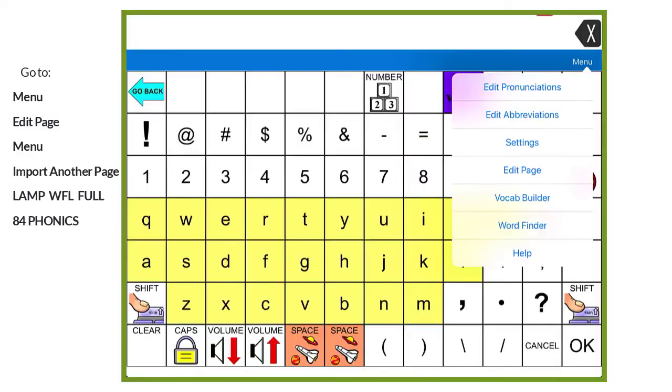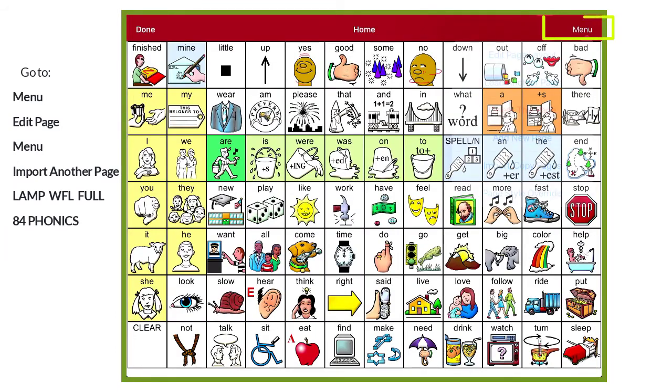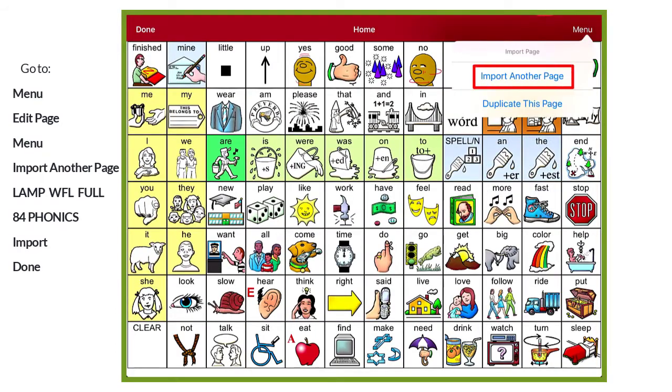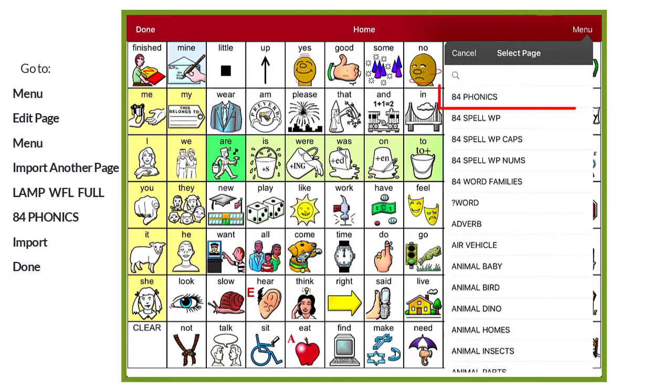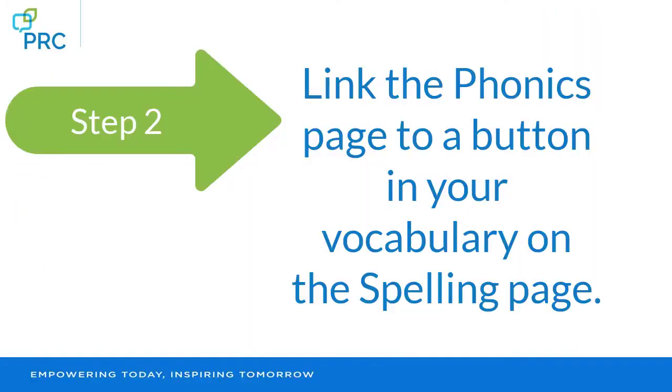Select Menu, Edit Page, Menu again, Import another page, Words for Life Full, 84 Phonics. Then select Import. Now we're ready for step 2. We're going to link the phonics page to a button in your vocabulary on the spelling page.